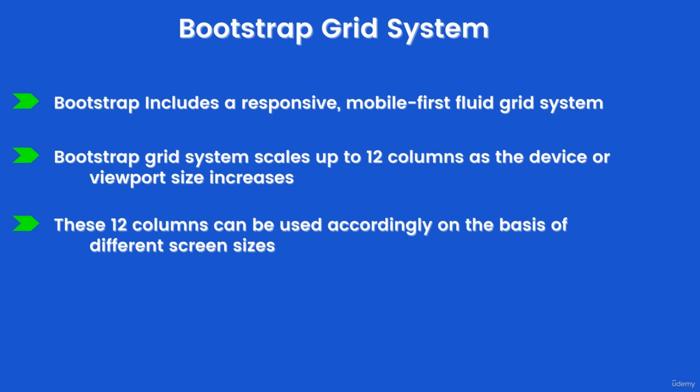If you are using more than 12 columns, meaning if the total columns you have consumed is more than 12, then the remaining data will fall into the next line. We'll see all that in the practical implementation. These 12 columns can be used accordingly on the basis of different screen sizes. As I said, it all depends on how you want to consume your 12 columns.